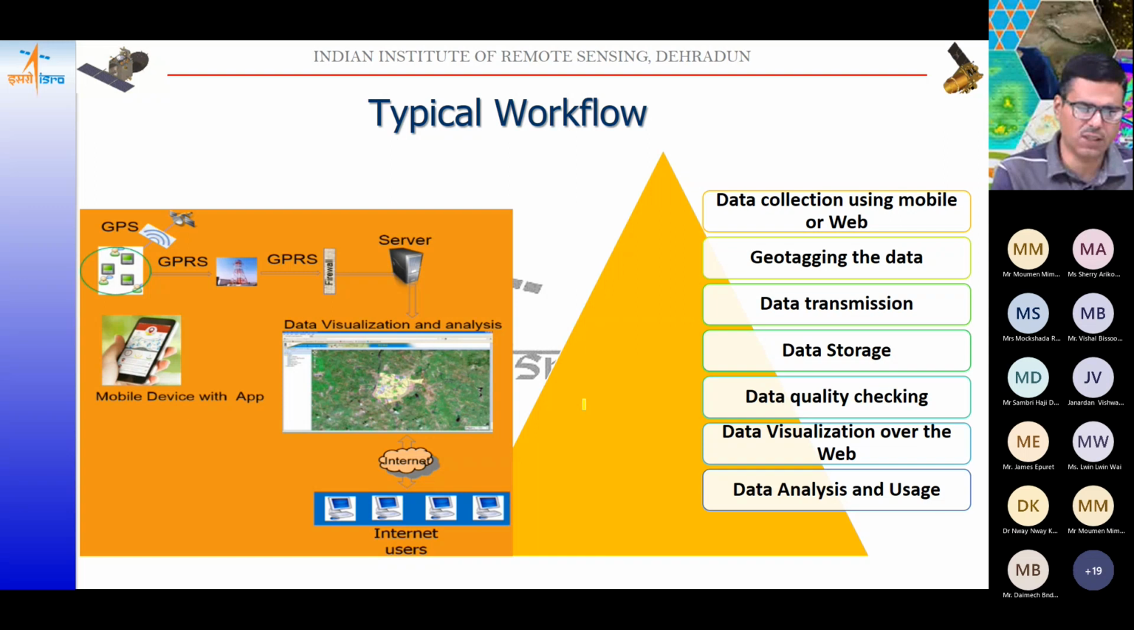Followed by that, there has to be a data quality check, because as I said, this is a big issue when we talk about people-contributed or citizen-contributed data. People sometimes suspect the data quality, but putting in the necessary checks, the training part, and data quality checking will help resolve that issue. Finally, we also require an application wherein the data can be visualized, analyzed, and finally used in a proper manner. So these are the typical elements that you can come across when we talk about citizen science.